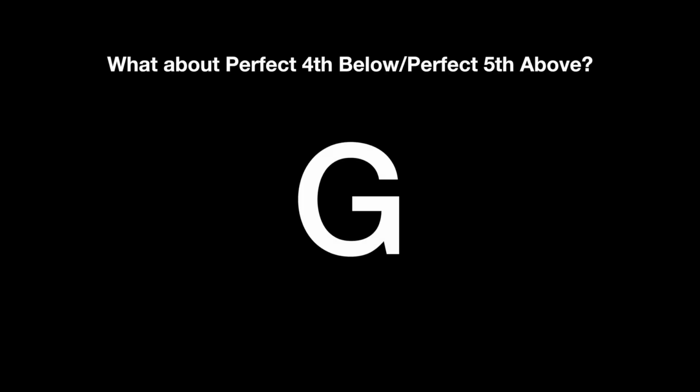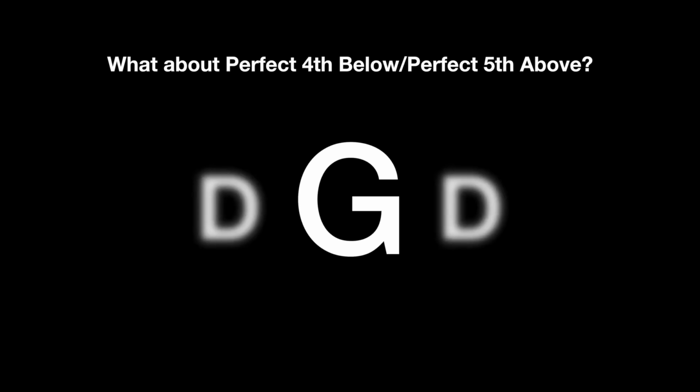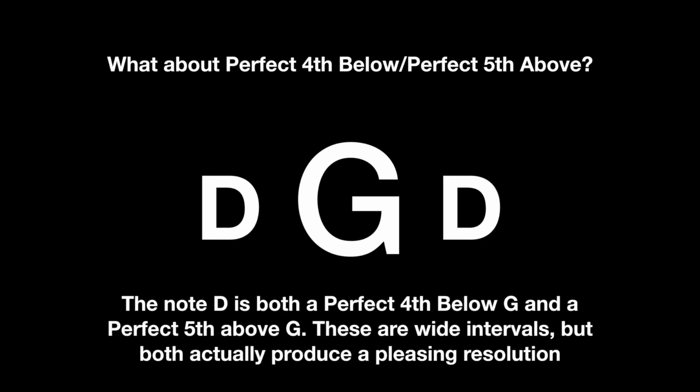And our last type of connecting note is this perfect fourth below or perfect fifth above, which ends up being the same note. It's one category. So what would that be in relation to the note G that we're trying to resolve to? Right, it would be the note D. D is a perfect fourth below G, and it's also a perfect fifth above G.